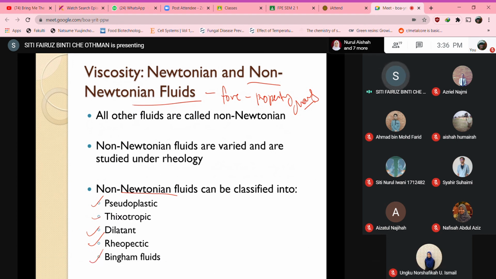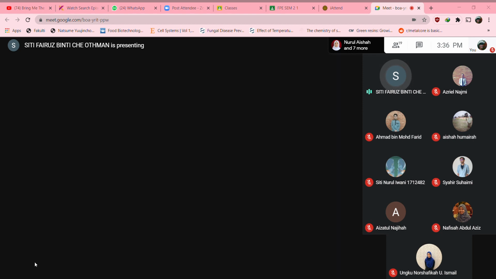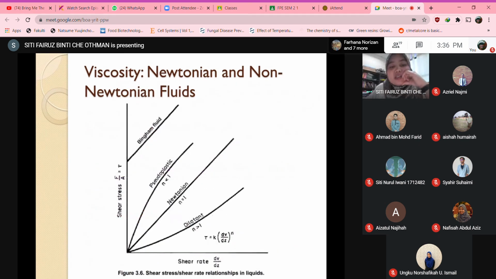Alright, so ini ada different types of non-Newtonian fluids. Like I said, kalau you apply any forces, dia punya properties of viscosity tu memang akan berubah. Saya tak suka graf ni. Ada graf lain sebenarnya, tapi tak apalah. Alright, so this is actually shear stress, this is actually force sebenarnya. Okay, shear rate.